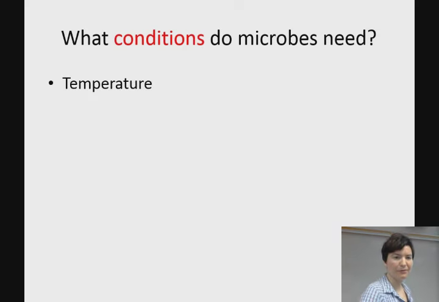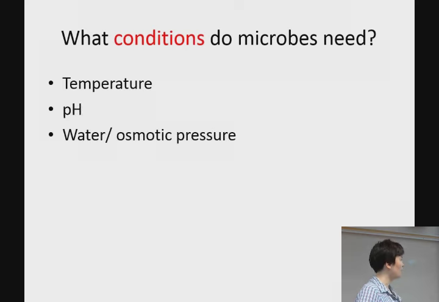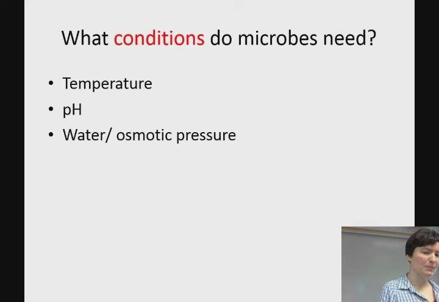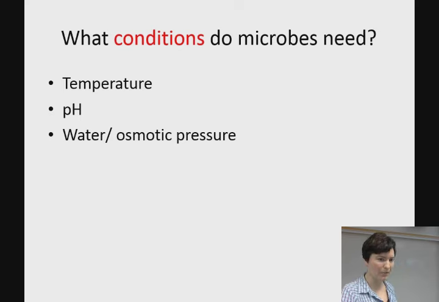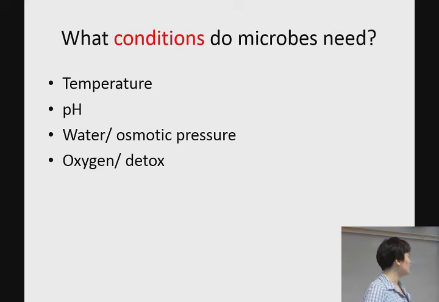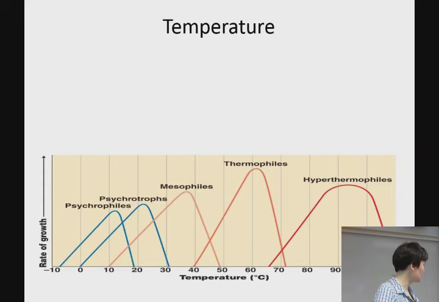So we're going to talk about a variety of things, temperature being one of the most important, pH. Now water or osmotic pressure is important, and we're going to go into a little more detail about what specific terms mean when we talk about this requirement for water. Also, we need to consider their oxygen requirements or their need for detoxification enzymes, and we're going to discuss why you would need those. Nutrients, of course.